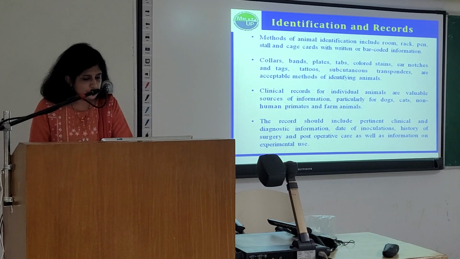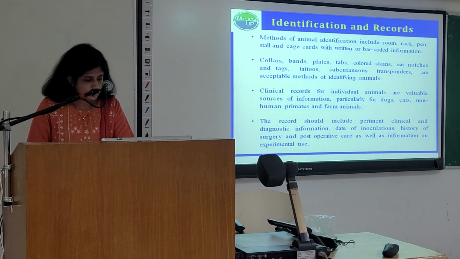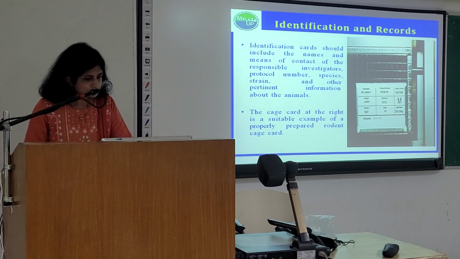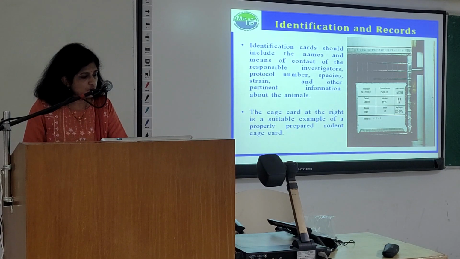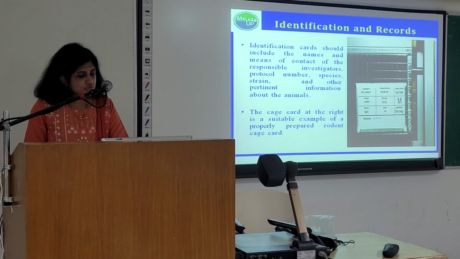Clinical records for individual animals are valuable sources of information, particularly for dogs, cats, non-human primates and farm animals. The record should include pertinent clinical and diagnostic information, date of inoculations, history of surgery, post-operative care, as well as information on experimental use. The identification card should include the names and means of contact of the responsible investigators, protocol number, species, strain, and other pertinent information about the animals.